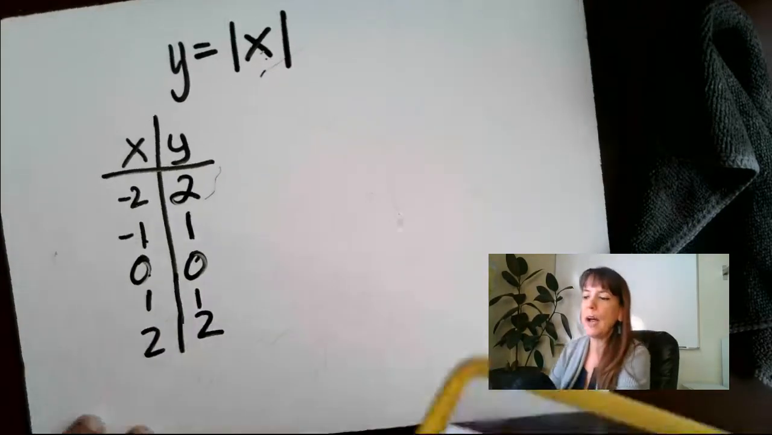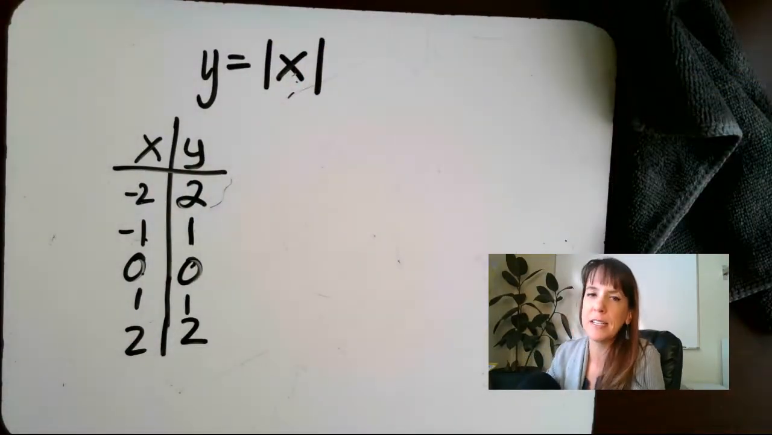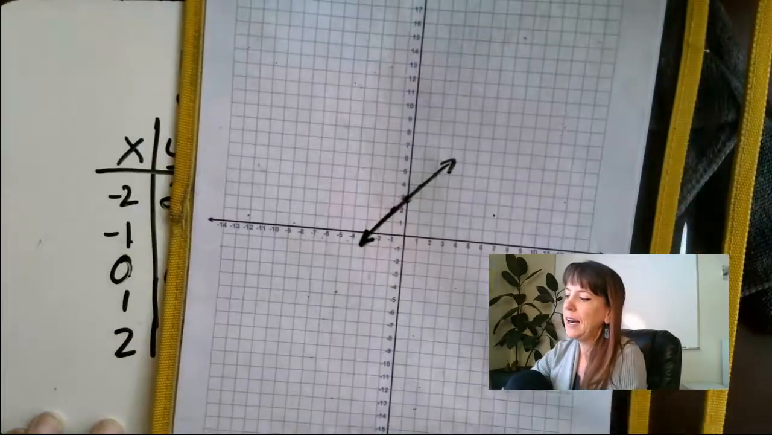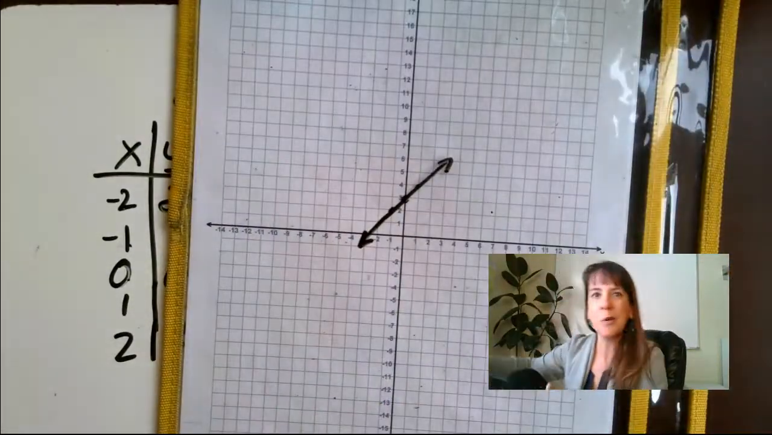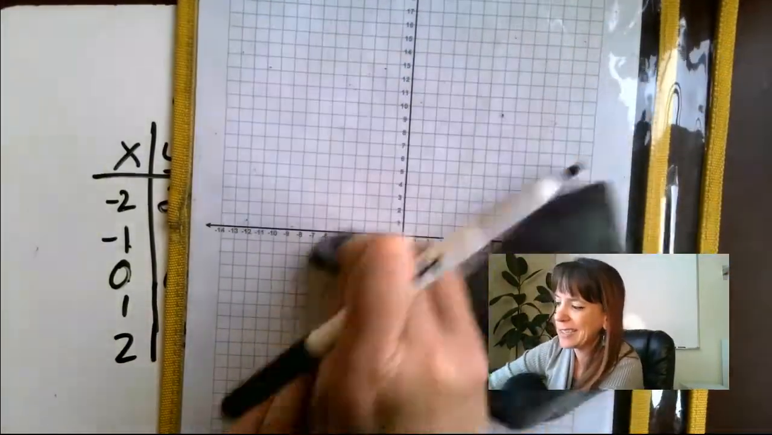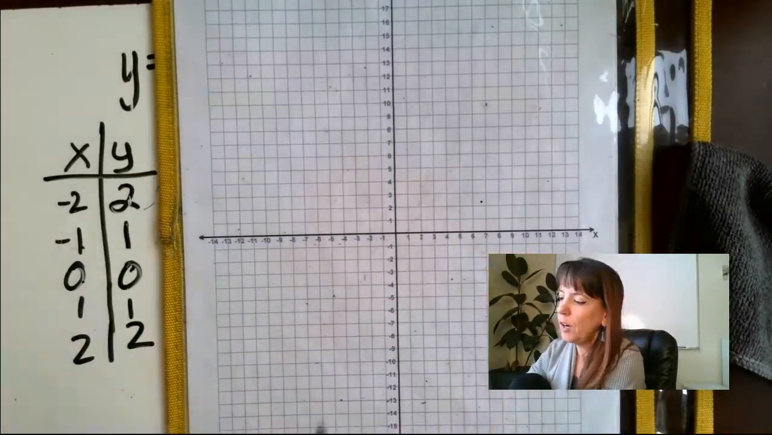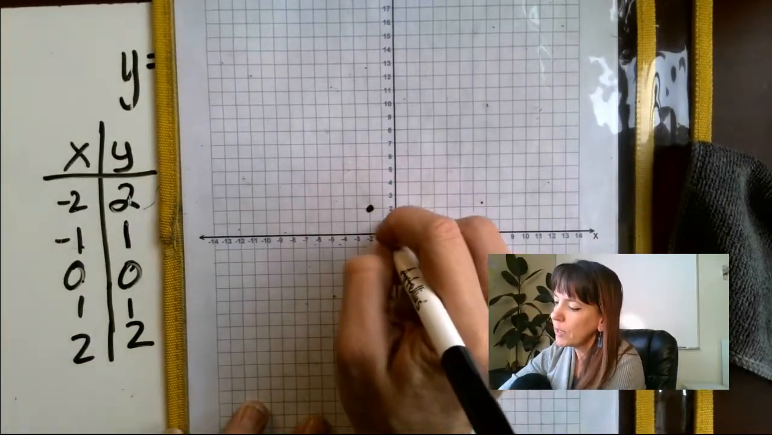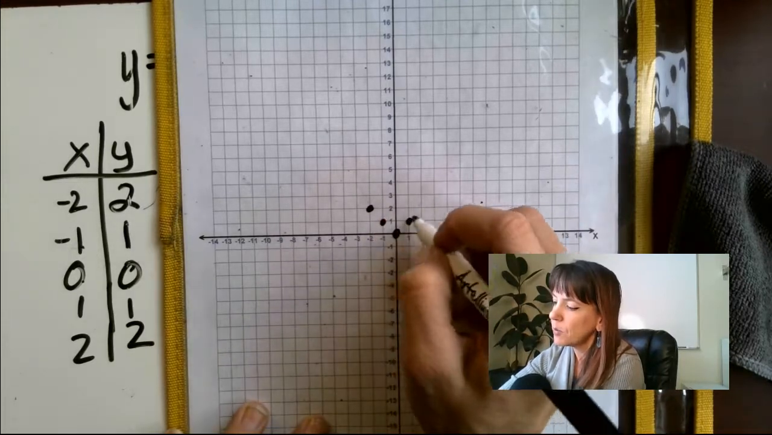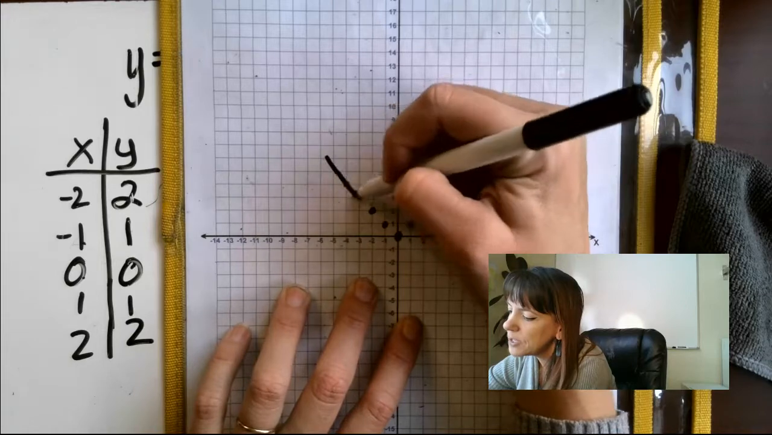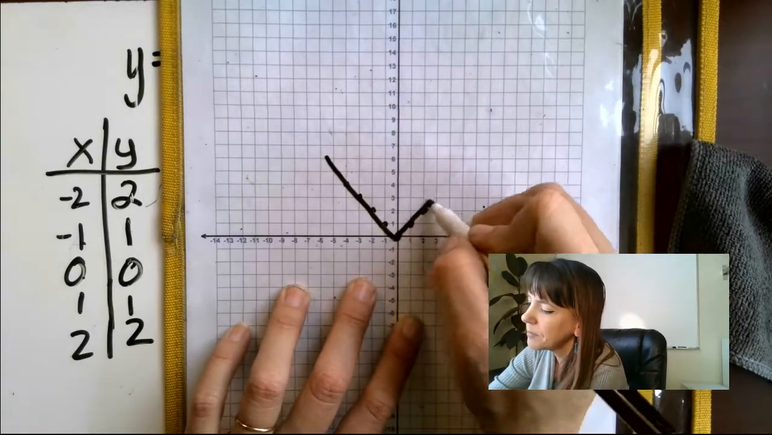So guys, it would be a good idea if you have graph paper to kind of graph these out to take a peek at these, right? As I'm doing this, or you can watch the whole video and then figure out what you want to write down, either way. All right, so -2, we go over -2, up 2, over -1, up 1, 0, 0, 1, 2. So guys, this is our very second parent graph. This looks like a V.